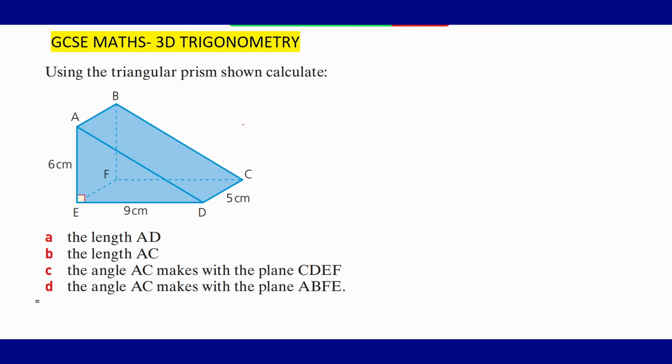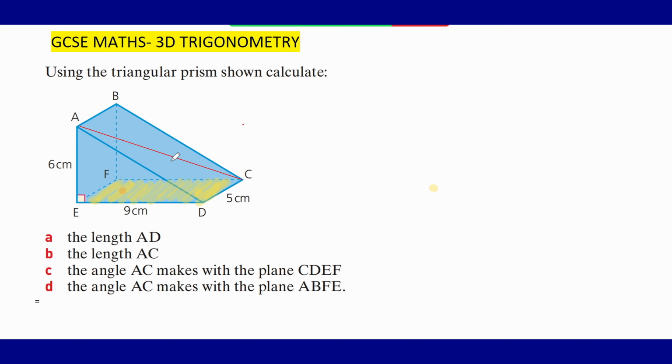Hi guys, so now we are in question C. Find the angle that line AC makes with the plane CDEF. So this is our line AC, and the plane is the shaded CDEF, in green and yellow.